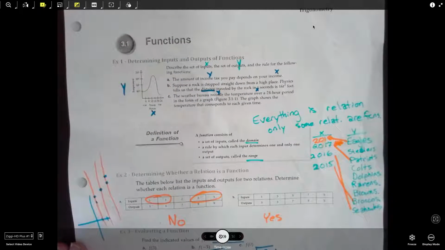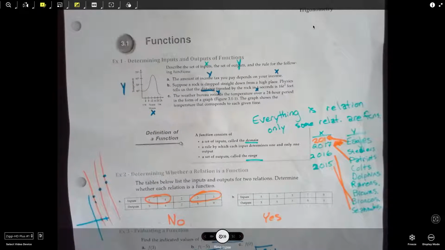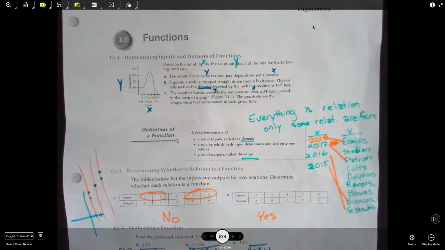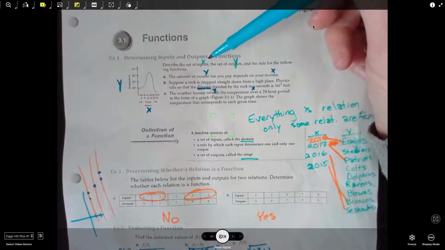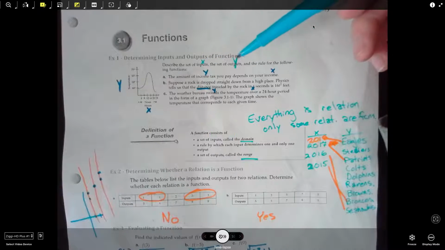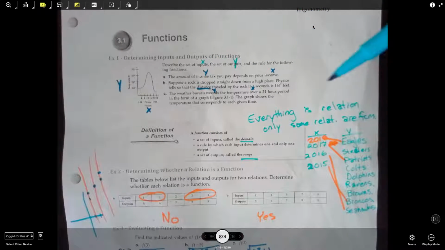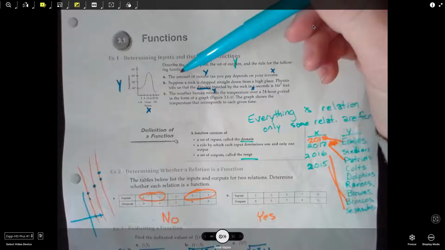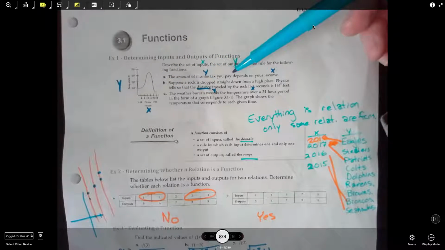This front side talks about functions, so I'll try to go slow so that you can write everything down. Example 1 basically is talking about inputs versus outputs. So you're looking for which coordinates are the x's and which ones are the y's. X is the inputs, y is the outputs. So like in part A, the amount of income tax you pay depends upon your income.